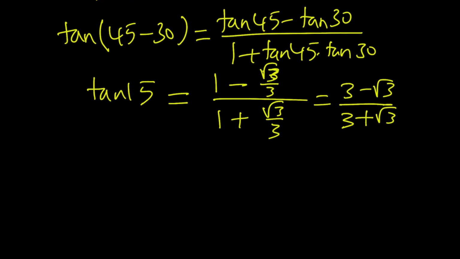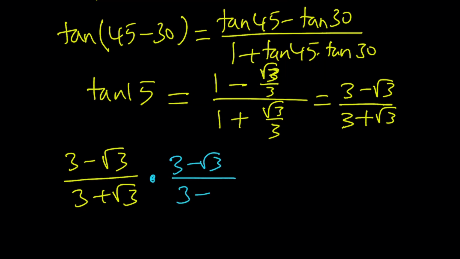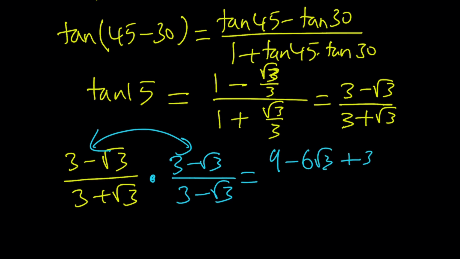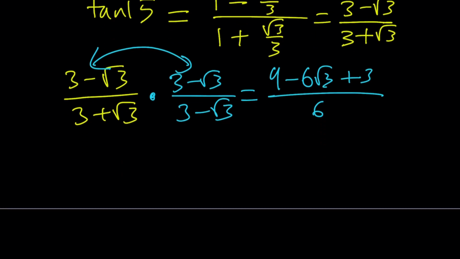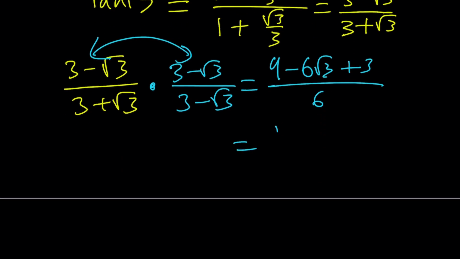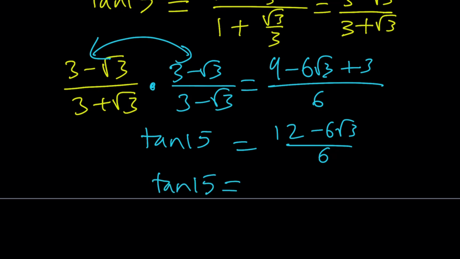Now we're going to rationalize the denominator here. Let's multiply this by its conjugate, which is 3 minus root 3, the top and the bottom. The numerator becomes something squared, so it's going to be 9 minus 6 root 3 plus 3, divided by 9 minus 3, which is 6. The numerator is 9 plus 3, which is 12, minus 6 root 3, divided by 6, and this is tangent 15, by the way. It's going to become 2 minus root 3. Okay, great. So tangent 15 is 2 minus root 3.